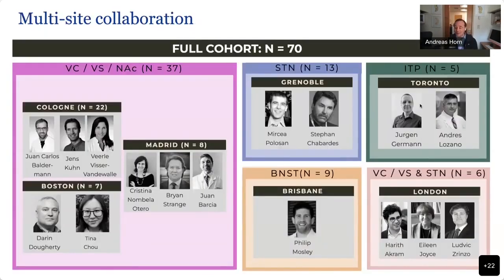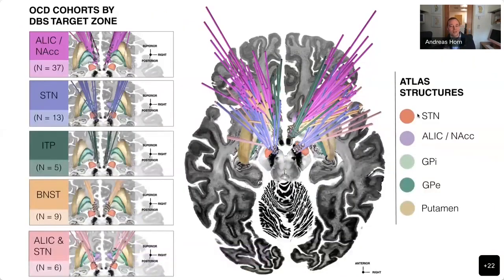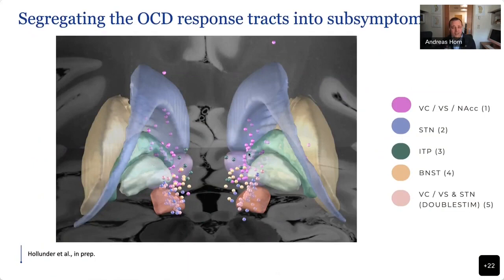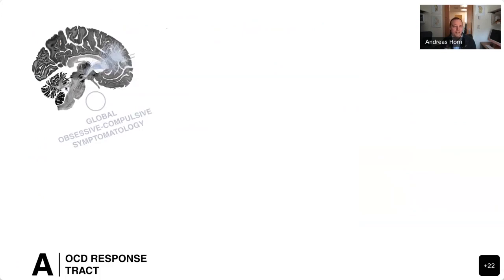But I wanted to talk about the heterogeneity, right? So I started off saying OCD is not a homogeneous disorder. So again, we wanted to go all in on this and asked all our friends and said, hey, we need more data. We want to look at subsymptoms here. This is ongoing work, probably one of the largest we've done so far with lots of electrodes, work led by Barbara Hollunder. These are all just the active contacts or the stimulation sites in the subcortex. And this is the global OCD tract that I've shown you multiple times now.